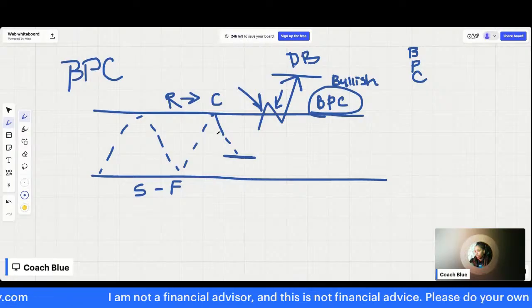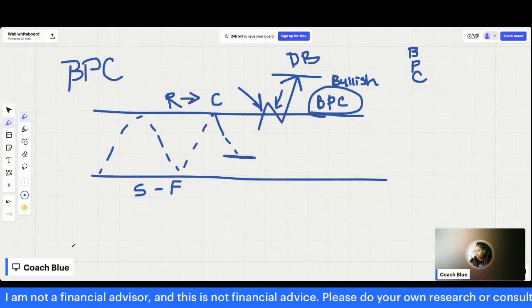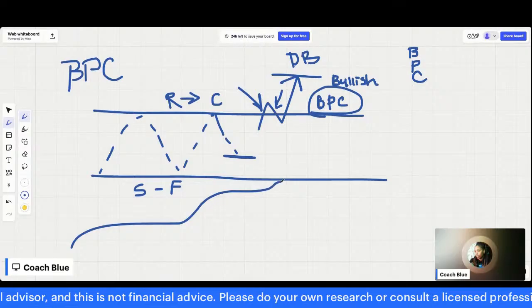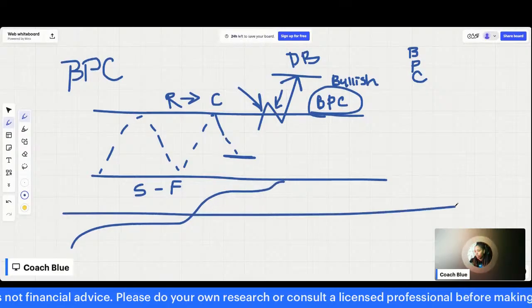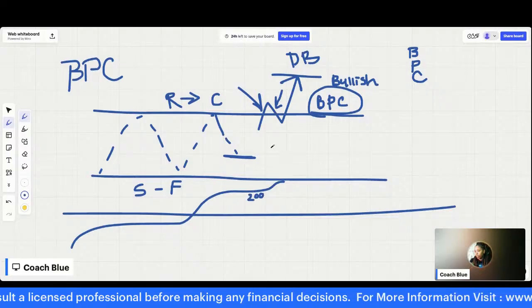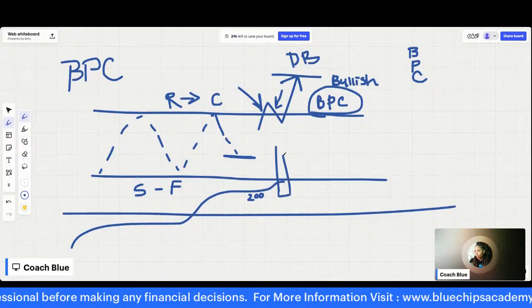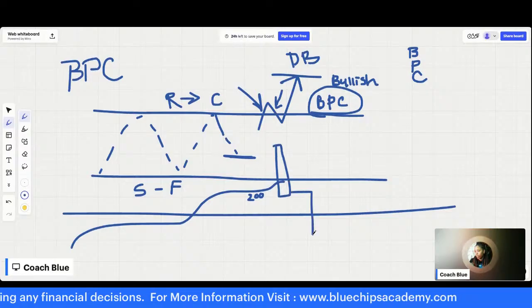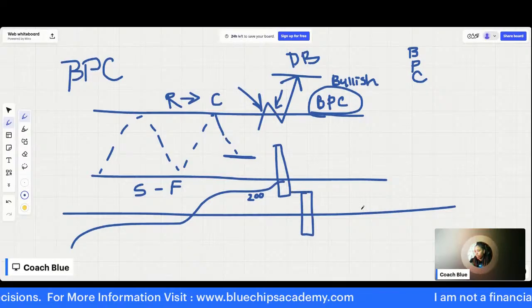Now, let's say the market decides it wants to reverse. Then we need to look for two layers of a reversal. The first one, let's say that this is the 200 EMA right here. We want price to break through the 200 and then also break through the next key level.